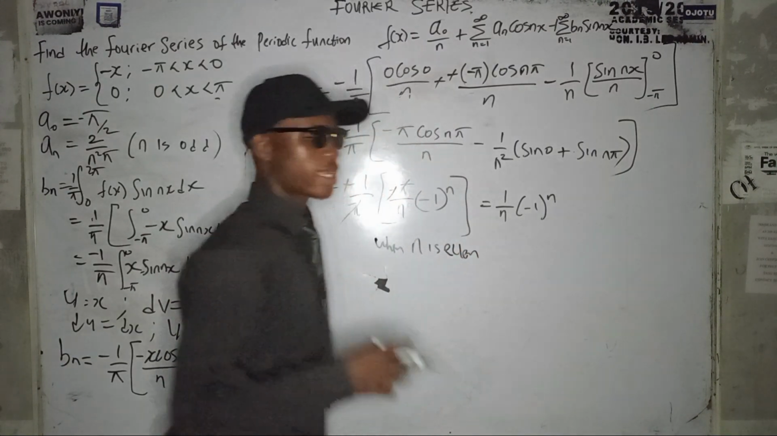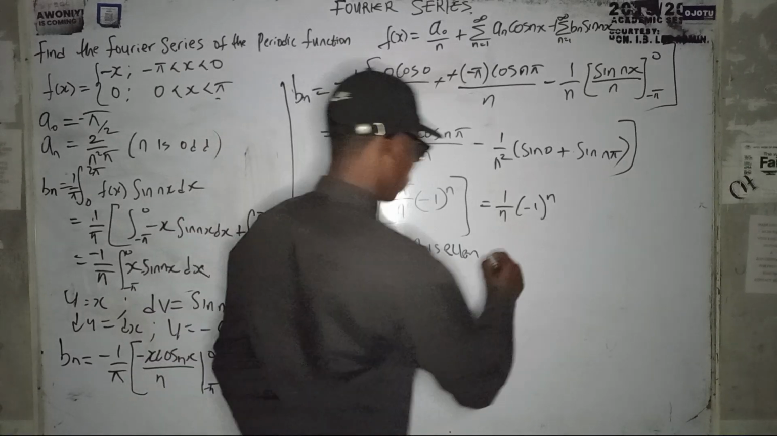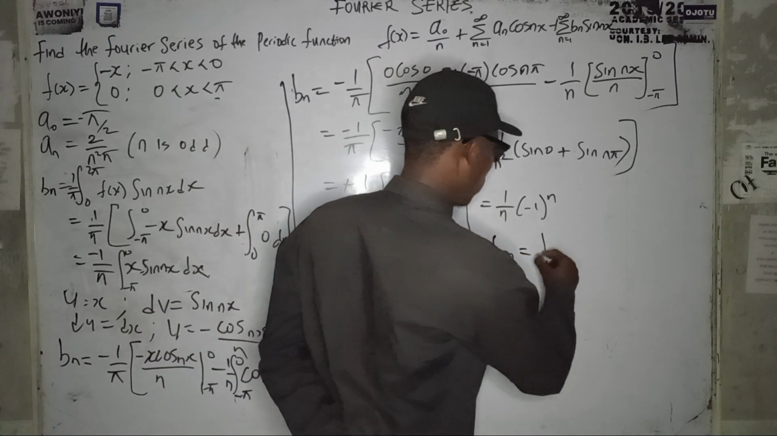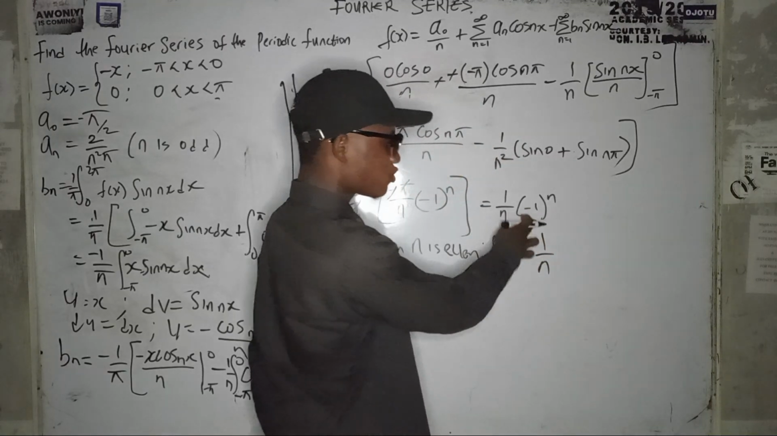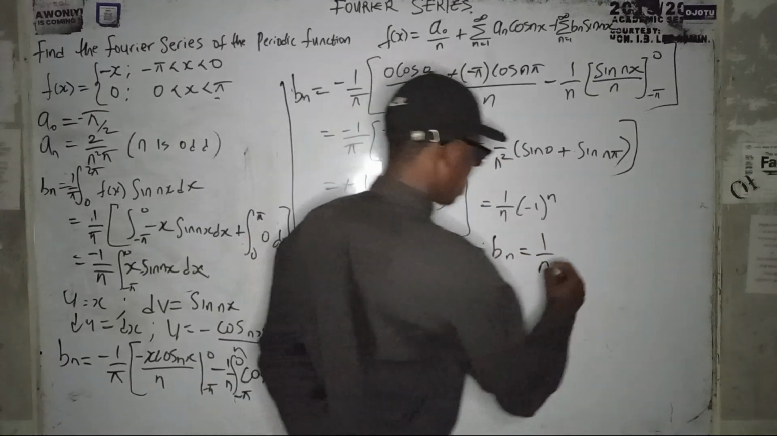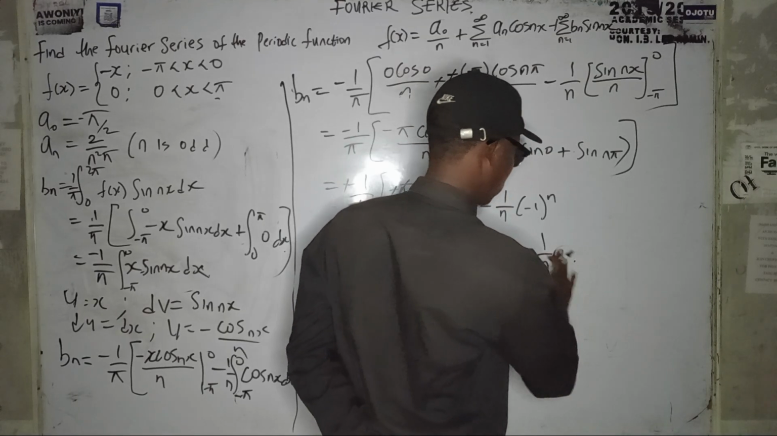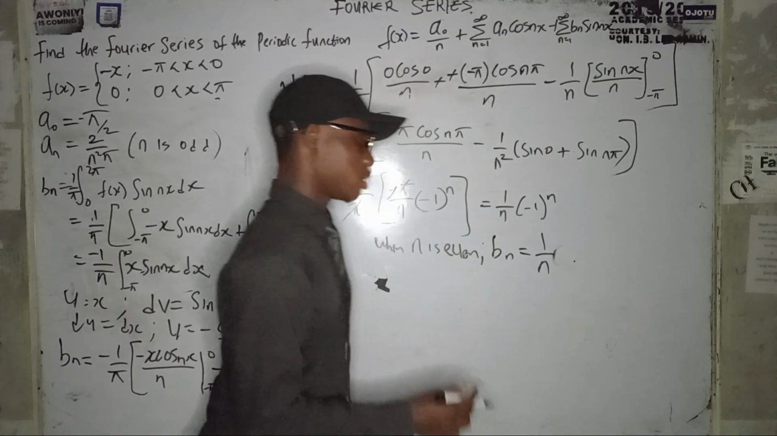So when n is even, that is n is like 2, 4, 6, 8, we have b of n is equal to 1 over n. When n is even, minus 1 will become plus 1. So therefore minus 1 times 1 is going to cancel out. So this is what it's going to become: we have 1 over n.